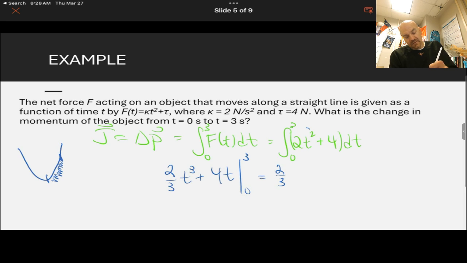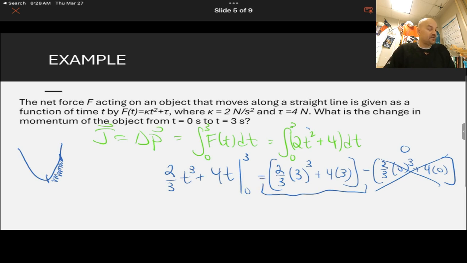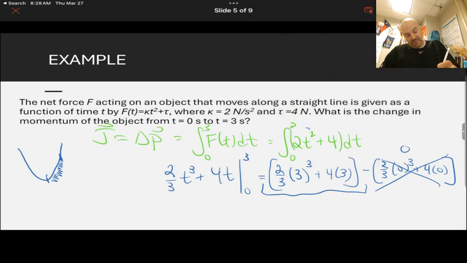So we have 2/3 times 3 cubed plus 4 times 3. And that's our first part, minus 2/3 times 0 cubed plus 4 times 0. The good thing is, as long as that last part has the variable, we know that it's just going to be equal to 0. So our answer is going to lie right here in that first section. And so you plug into your calculator, and you find that the change in momentum for this object is going to be 59 newton seconds.